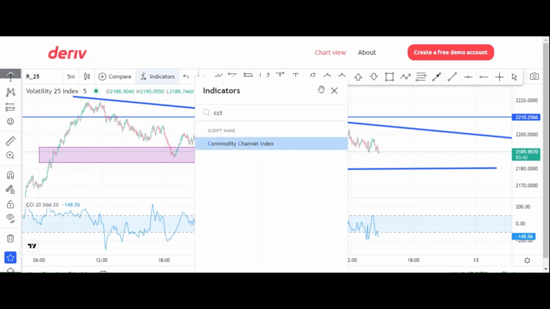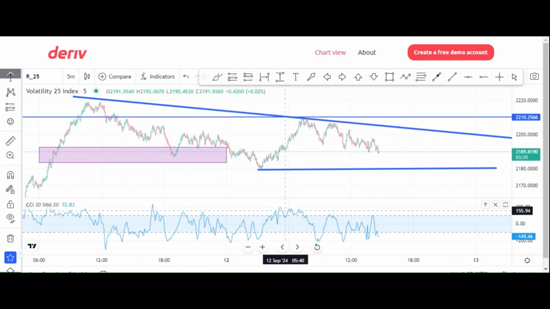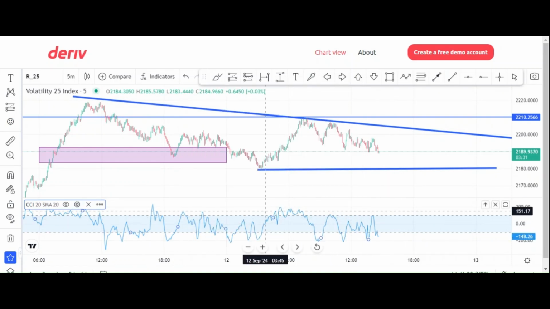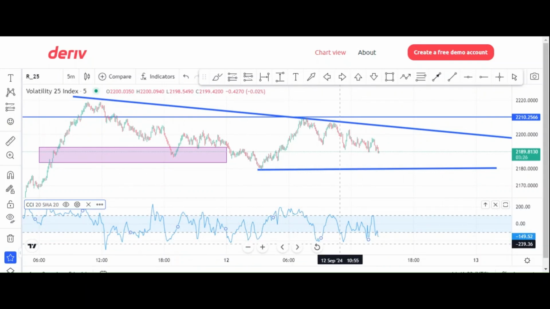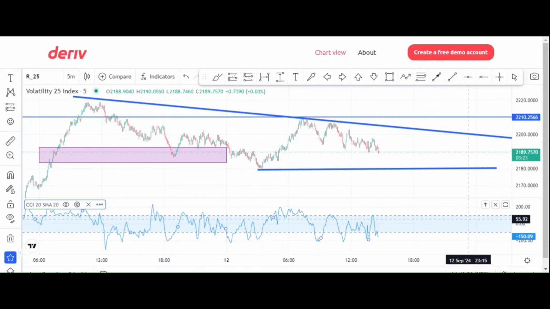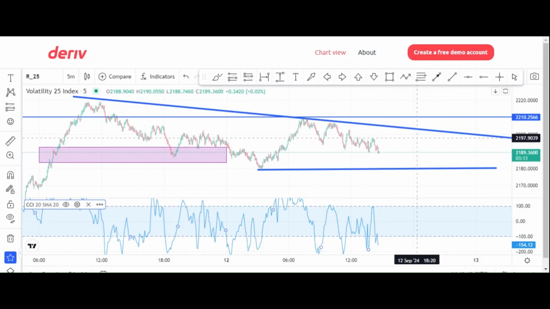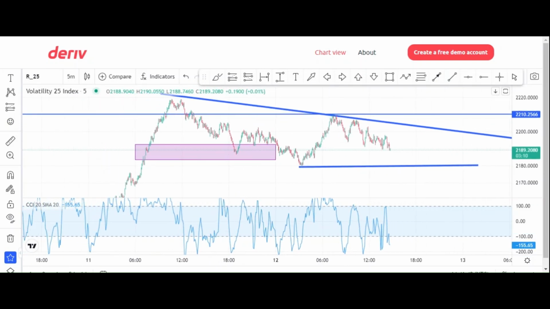Here are a few key indicators you can use on the TradingView DERIV.com platform. CCI, Commodity Channel Index. This indicator helps us identify overbought and oversold conditions. You can see on the screen that I've added the CCI indicator. When it's above 100, it suggests the market is overbought, and when it's below minus 100, it suggests oversold conditions.